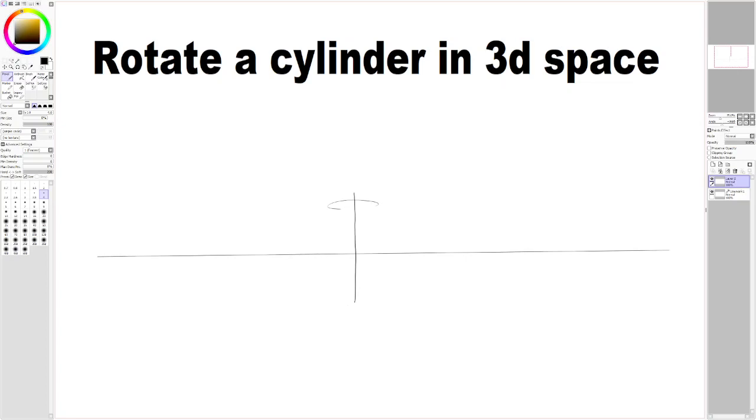Sorry, I keep spitting on my tablet. I don't know why. I'm going to redraw that ellipse. I'm trying to make it more. Now let's do this. And the ellipse below. It's not the most perfect cylinder, but please bear with me.